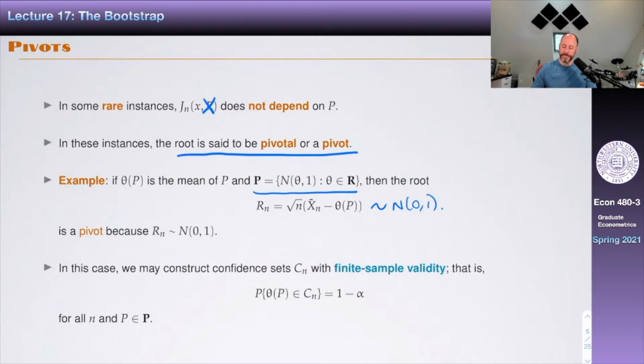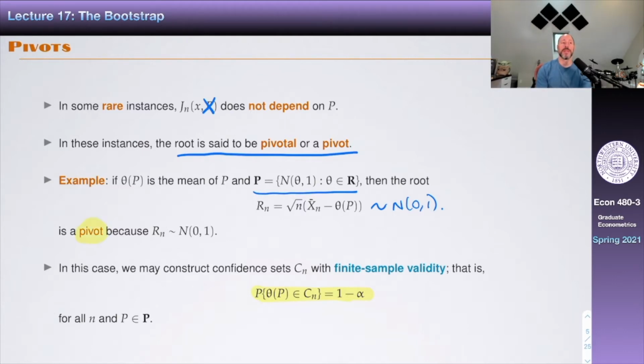So this is the case where you have random variables from a distribution you don't know because you don't know the mean. But the root, which is square root n times the sample average minus the true mean, well, that doesn't depend on P. It's always normal 0, 1. So how can you do inference? Well, in this case you can get a finite sample confidence set, by defining C as in the previous slide, and then you're good to go. Because in this case, you know the distribution of the root because it's pivotal.